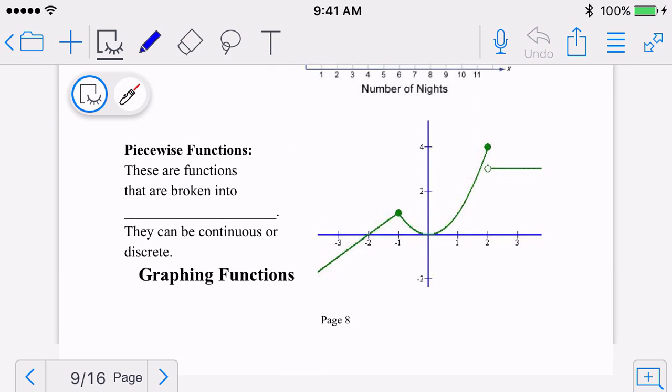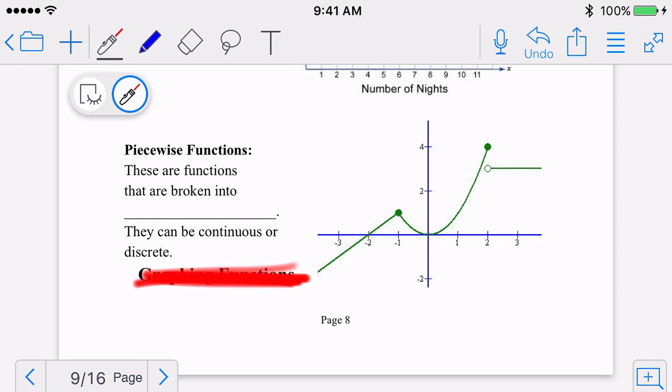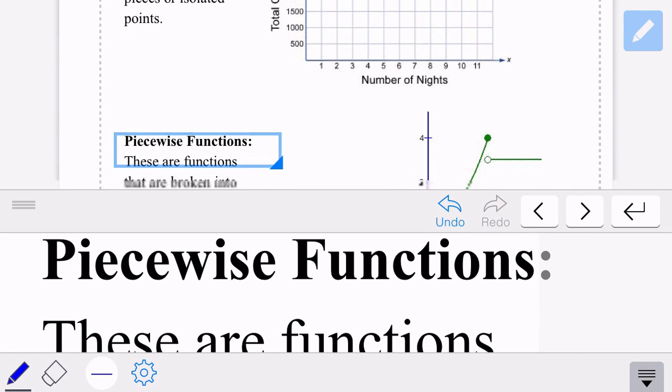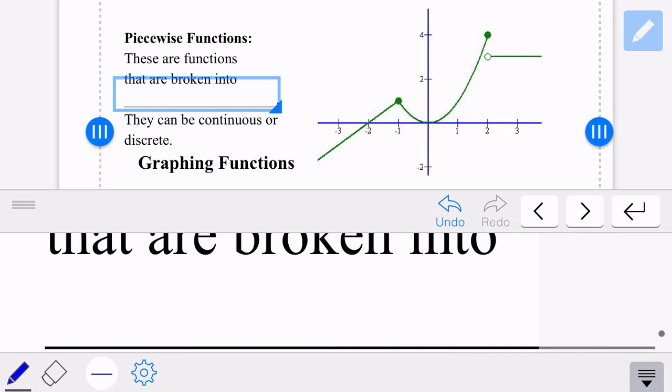And then one other one I want you to pay attention to. Graphing functions on the next page, don't pay attention to that. But piecewise functions are kind of similar to discrete in that they're broken into pieces. So that's what's going to go in your blank here. Pieces, piecewise function.